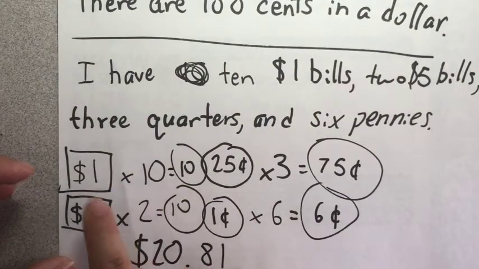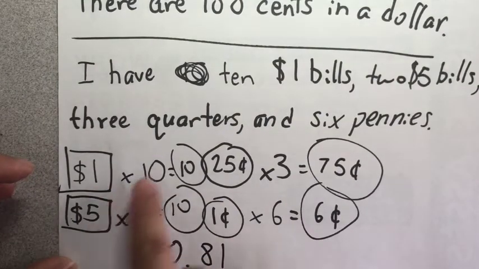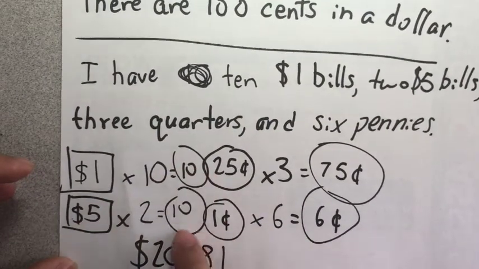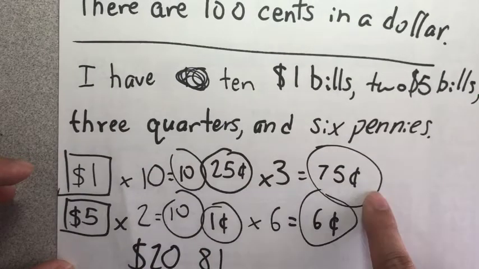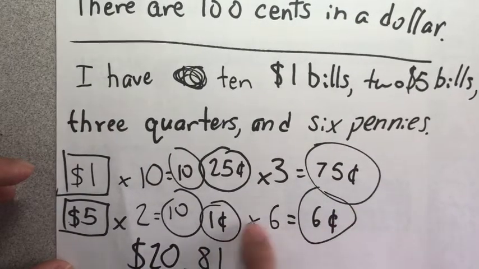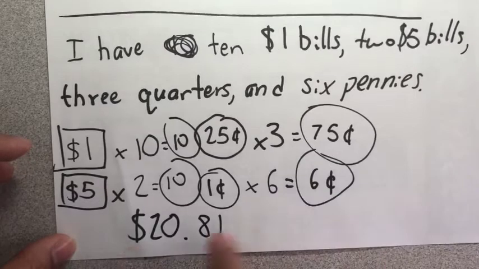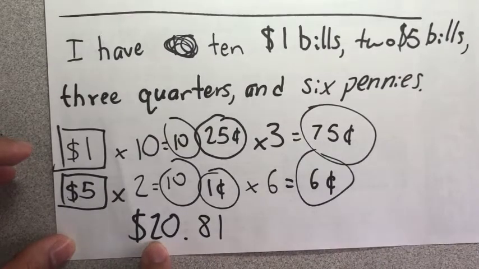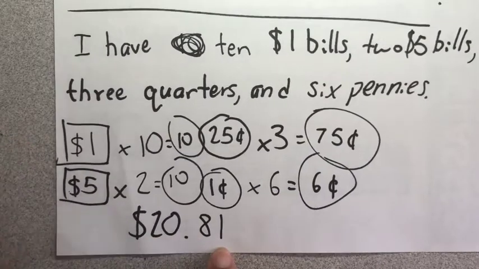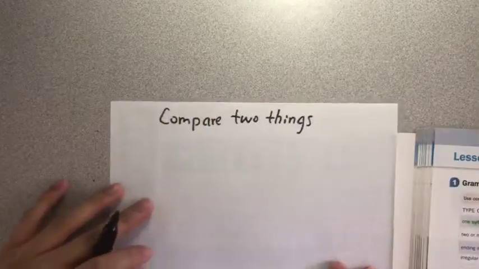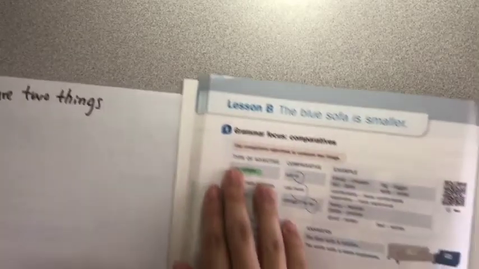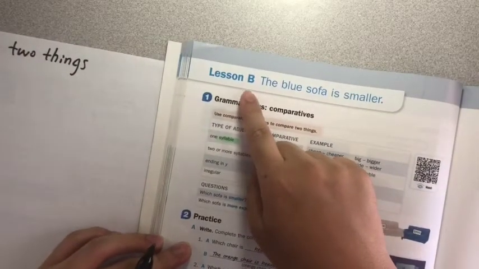10 $1 bills, 2 $5 bills, so that's $10, and this is $10. 3 quarters is 75 cents. 6 pennies is 6 cents. So in total, the total is $20.81.